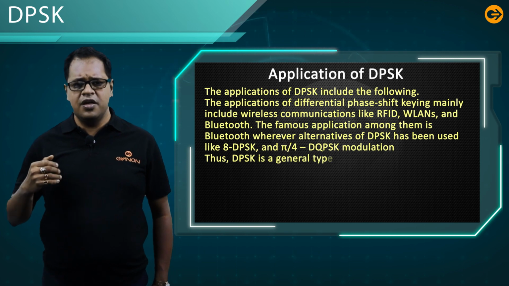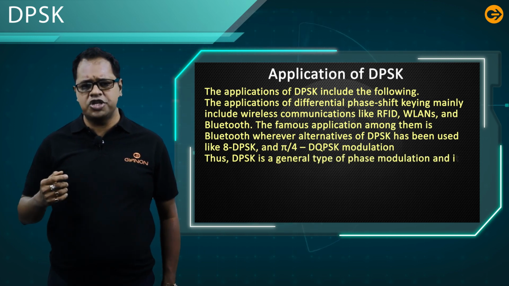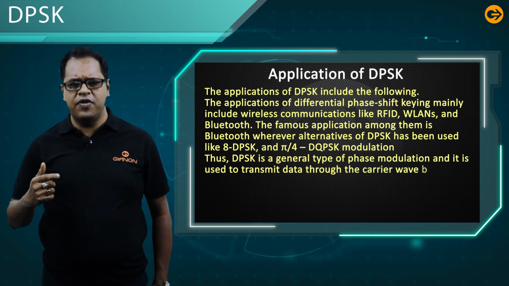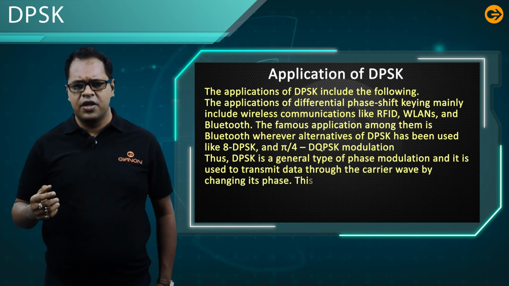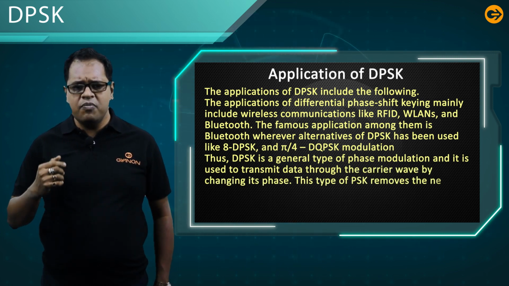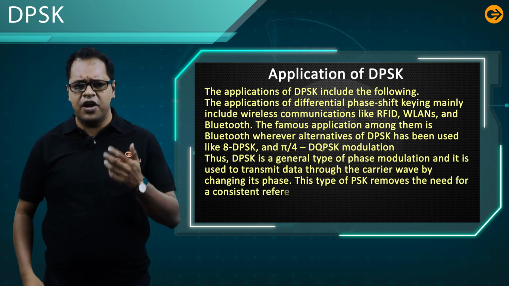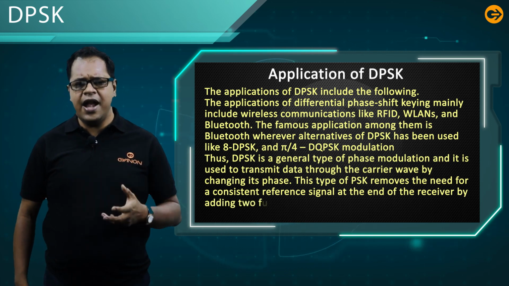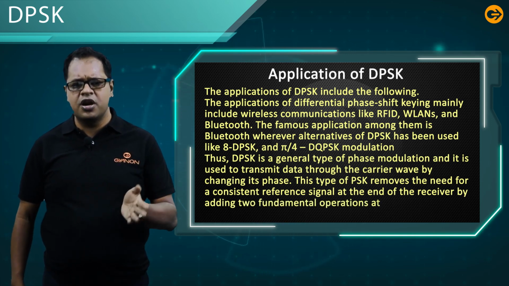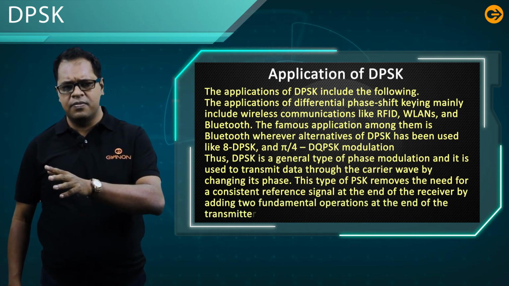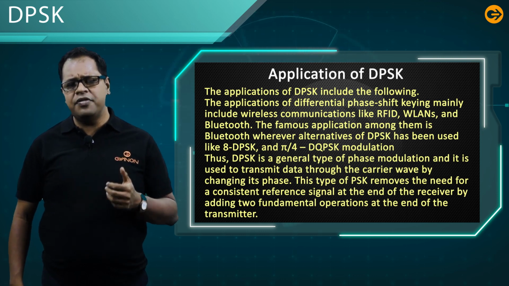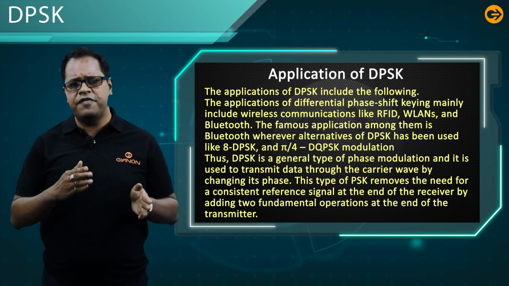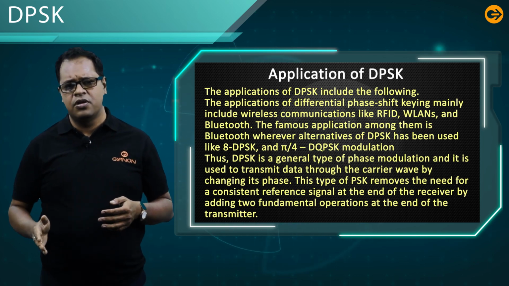Thus, DPSK is a general type of phase modulation and it is used to transmit data through the carrier wave by changing its phase. This type of PSK removes the need for a consistent reference signal at the end of the receiver, as discussed earlier, by adding 2 fundamental operations at the end of the transmitter. I urge you to practice this segment repeatedly, again and again. Practice with a reference bit 1 and reference bit 0.